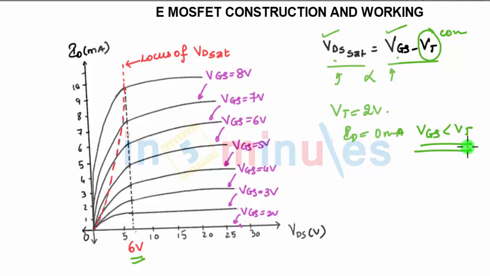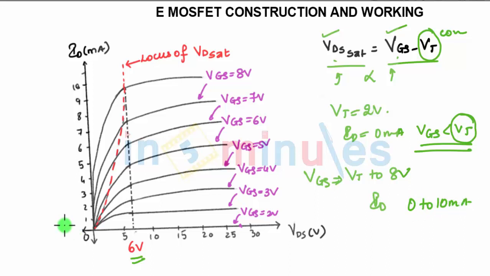That is, the current basically flows in the MOSFET when the gate to source voltage is greater than the threshold voltage. It causes a significant increase in the value of the current. As VGS is increased from VT to 8 volts, the value of ID increases from 0 to 10 milliamperes.